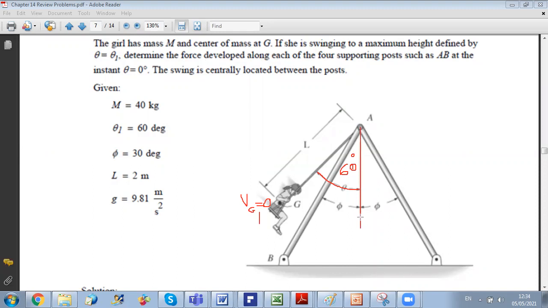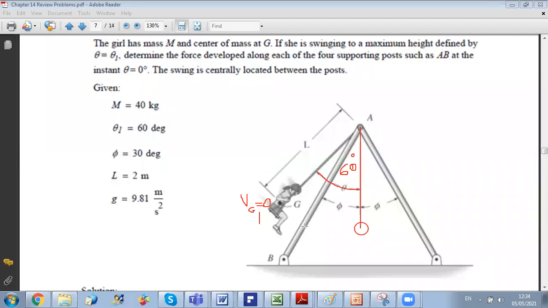Okay, this is the question. So first, to do the analysis, if you want to determine the support reactions when the girl is at this position, what should we do? What should we take as system, do you think? What do you suggest to do here in order to find the reactions at A and B? So here you have supports. For these supports, how will be the force in case you know that AB is a two-force member?